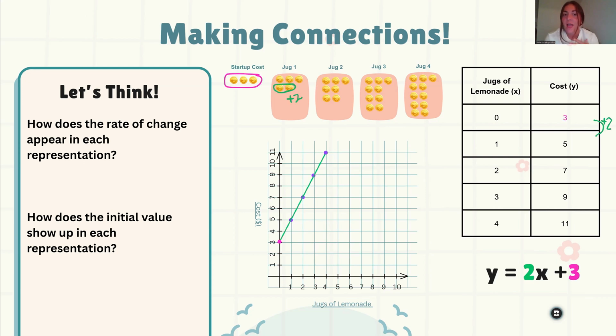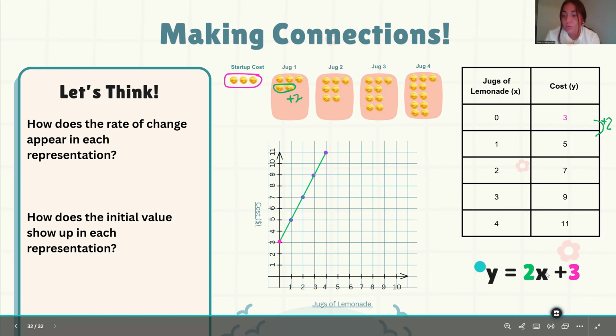So looking at this, everything that's pink is my initial value. So looking up at the front one, like we said, we started with 3 coins. In our table of values, when x equals 0, our y equals 3. In our graph, when x equals 0, our y equals 3, right here in pink. And in our equation, it's whatever our b value is here at the end.